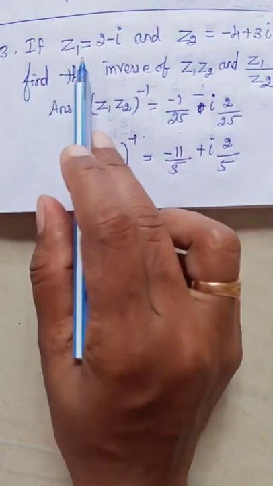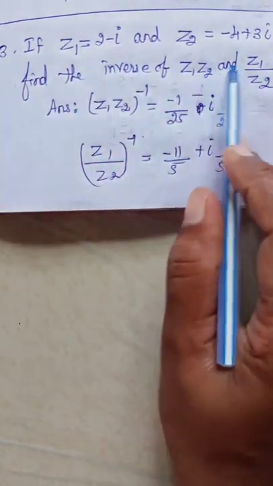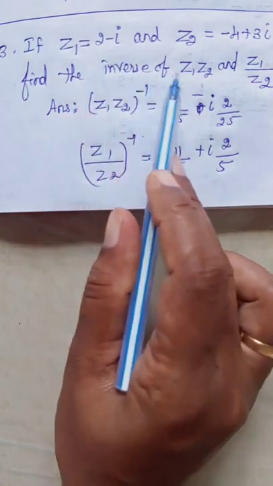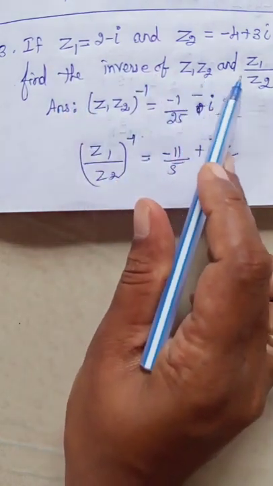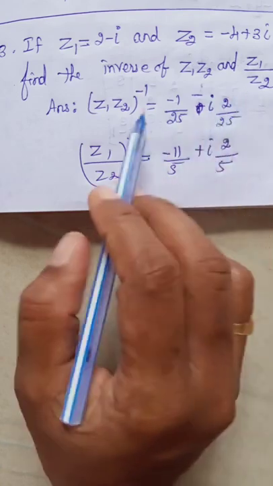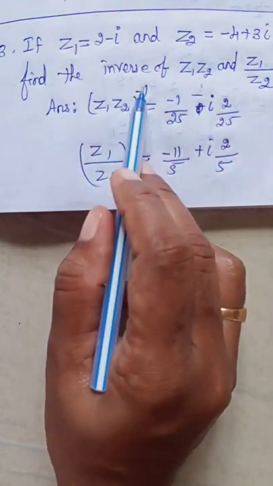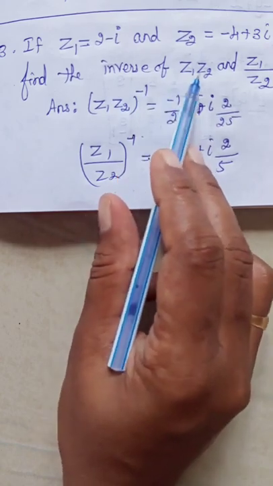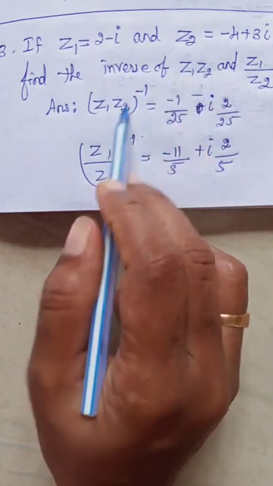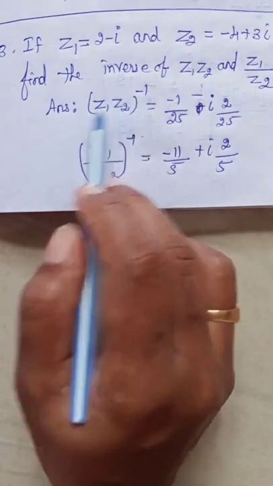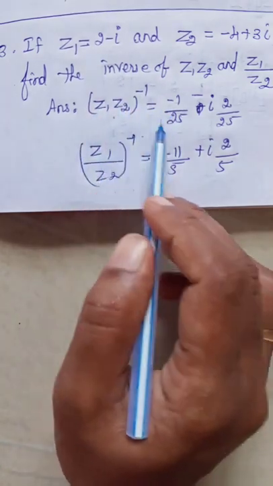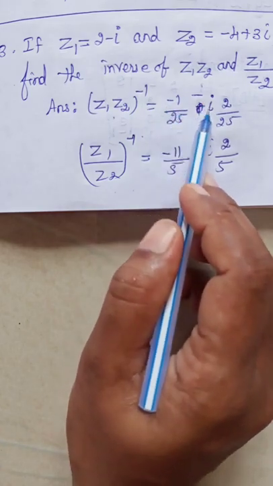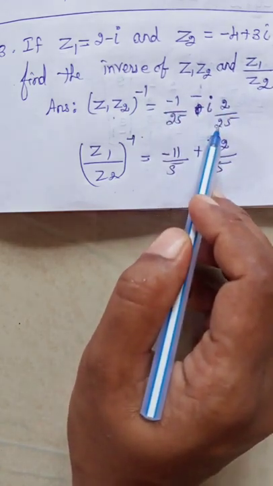Listen, the third problem: if Z1 is equal to 2 minus i and Z2 is equal to minus 4 plus 3i, find the inverse of Z1 into Z2 and Z1 by Z2. See, for Z1 Z2, the whole inverse we have to find out. So first we should find Z1 into Z2, then find the inverse. Inverse means 1 by the value, isn't it? After simplifying, you will get the answer minus 1 by 25 minus i into 2 by 25.